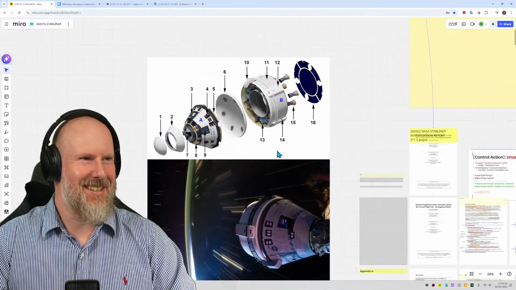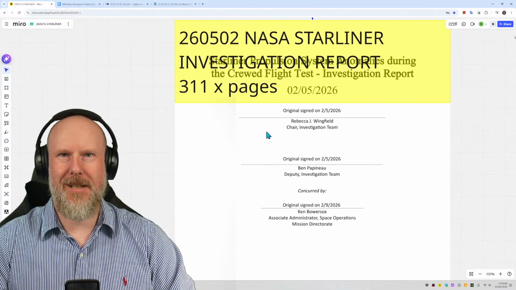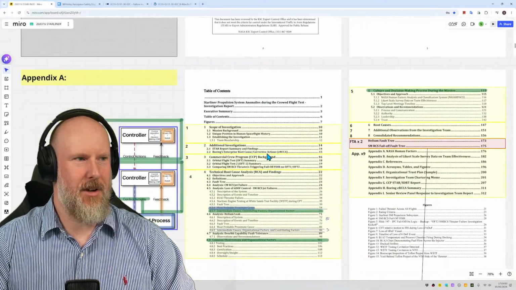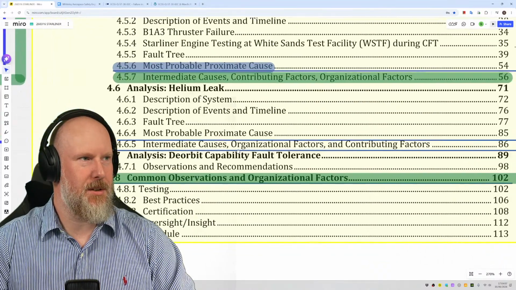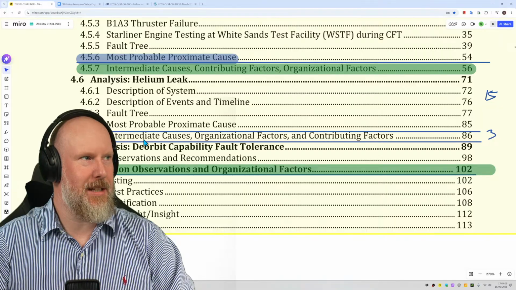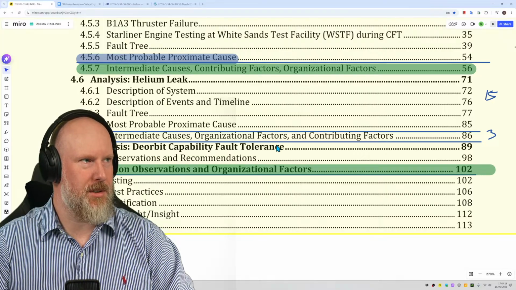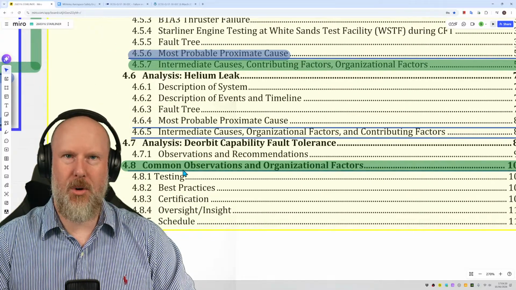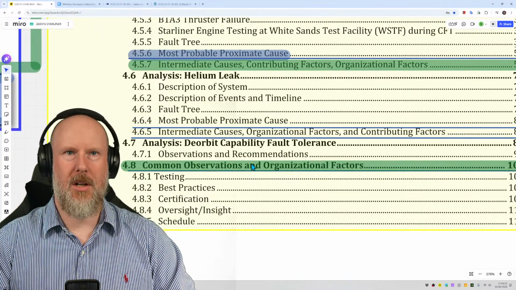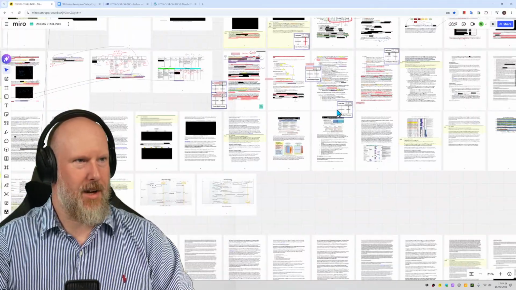Fantastic. Okay, so here is the Boeing Starliner report. So this is from February 2026, and so far we've got through most of this stuff. We've got through the helium leak in the last couple of live streams. We started to work through the de-orbit capability and fault tolerance, and then we're moving into observations and recommendations, and then section 4.8, common observations and organisational factors.